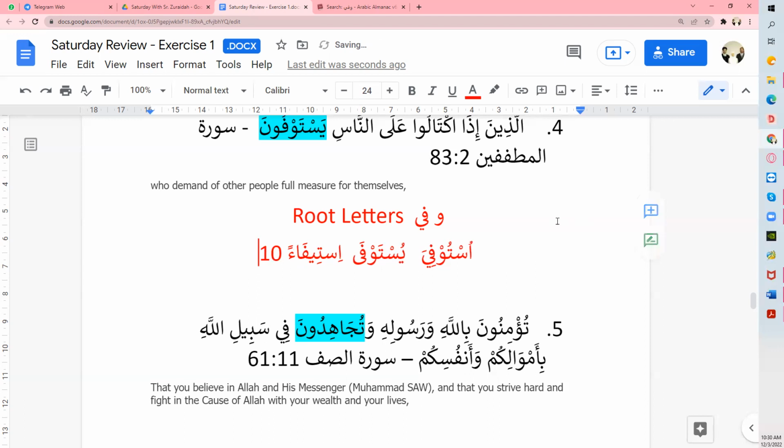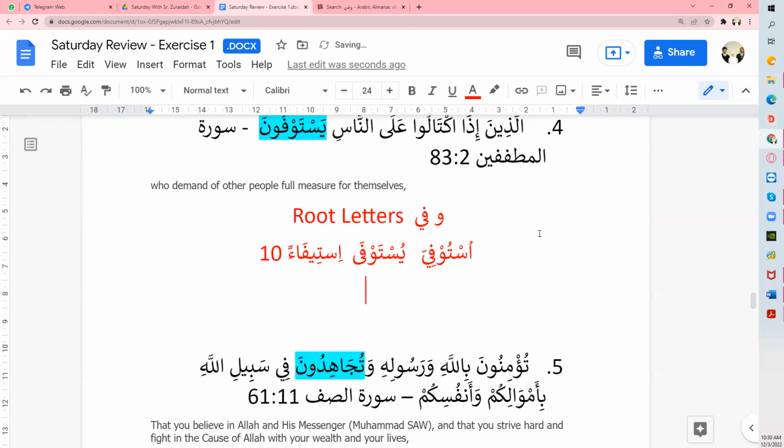All right. So this one, what meaning do you think there is? What is the usual meaning for alif sin ta? Effort? No, it's asking. This is more like demanding. Who when they demand the full measure for themselves. Istighfara is to ask for forgiveness.